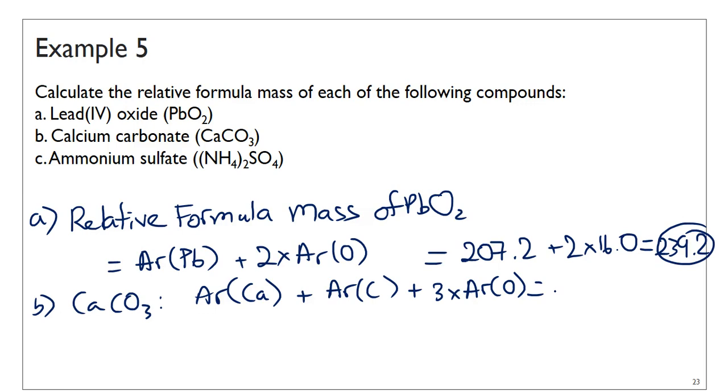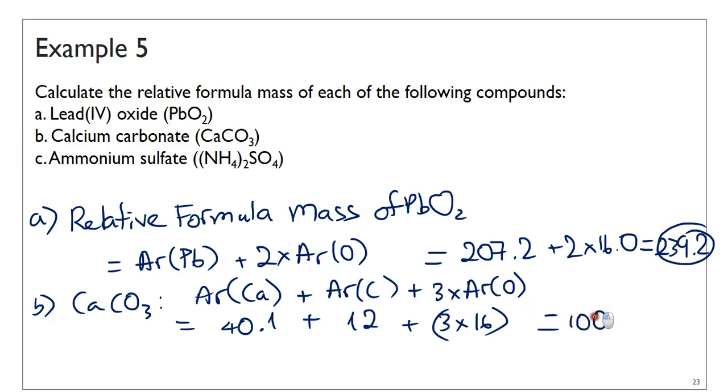Calcium's 40.0 in here. Where's calcium? 40.1. Okay, so 40.1. Let's try not to skip steps in the first example. I'm just talking to myself because I do that quite often. So 40.1, plus 12, plus 3 times 16, which is 48. Okay, 100.1. So that's the second one.